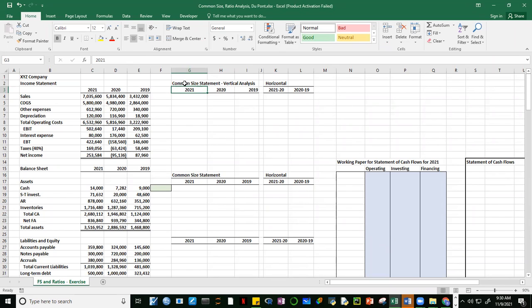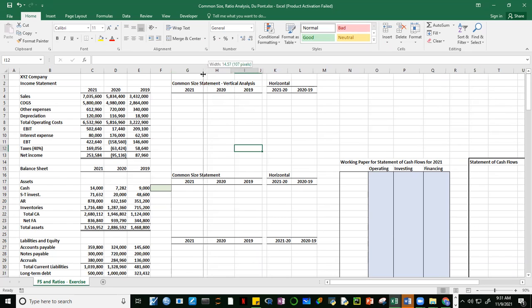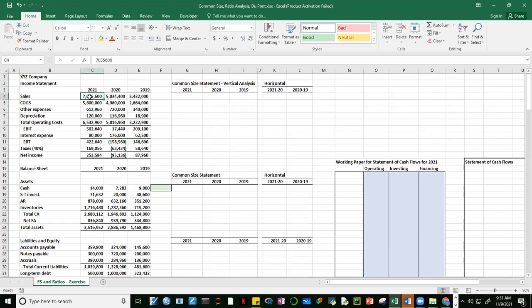Now, as the name suggests, common size. What we do with a common size statement is that we compare all the accounts to one common account. That's why it's called a common size statement. The account that we're going to use as a benchmark, and there's a reason for that, is sales. For example, if I am preparing the common size statement for 2021, in the income statement I'm going to divide all the accounts by sales. So it's cost of goods over sales, other expenses over sales, everything divided by sales. Everything is expressed as a percentage of sales, whether it's 2020 or 2019.